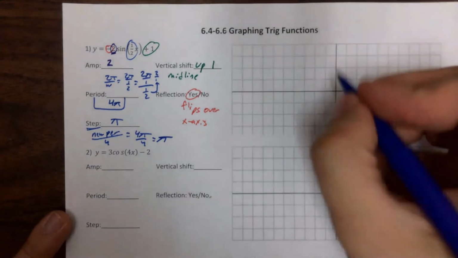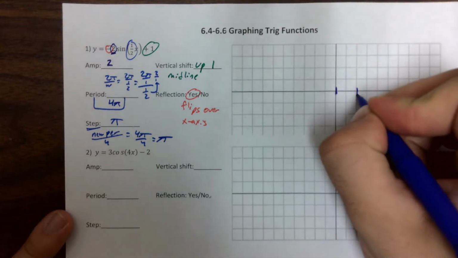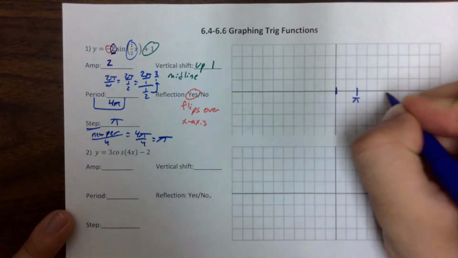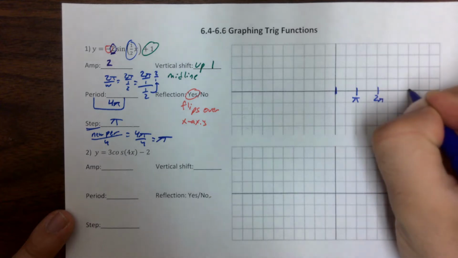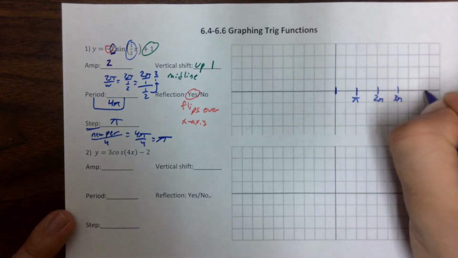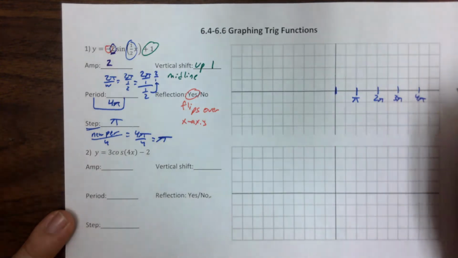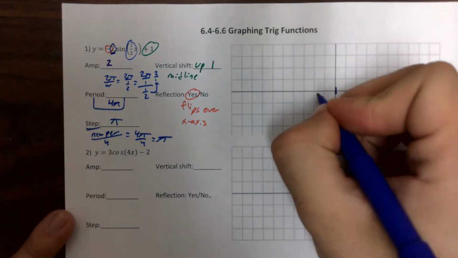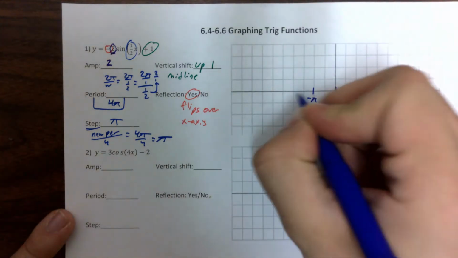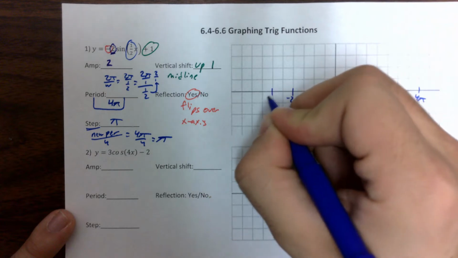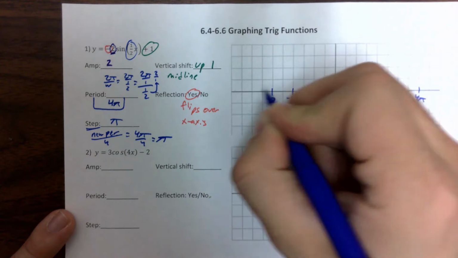I'm going to start here at 0. So we're at pi, 2 pi, 3 pi, 4 pi. And I'm going to go to the left as well. So negative pi, negative 2 pi, negative 3 pi, negative 4 pi.